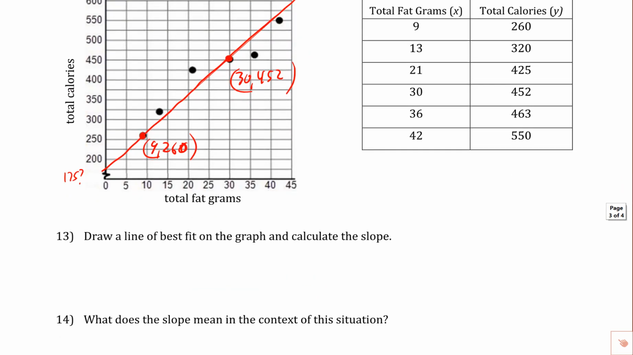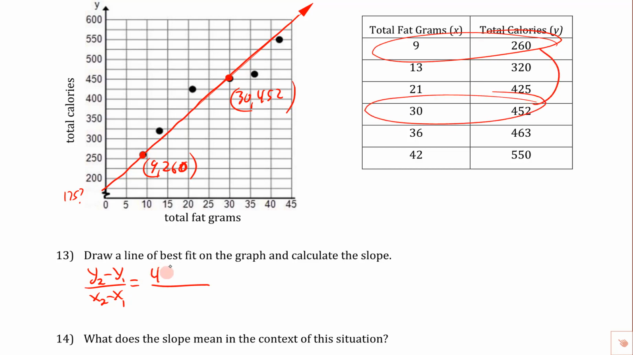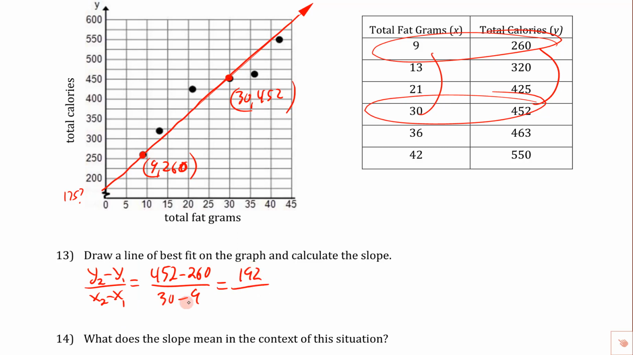Now we have to calculate the slope. So we're going to do y2 minus y1 over x2 minus x1. So that is going to be, we're using this point right here and this point right here. So we're doing 452 minus 260, and we're doing 30 minus 9. Let's grab a calculator and get both of those. 452 minus 260, not surprisingly, it's close to 200. So 192 here, and the 30 minus the 9 would be 21.